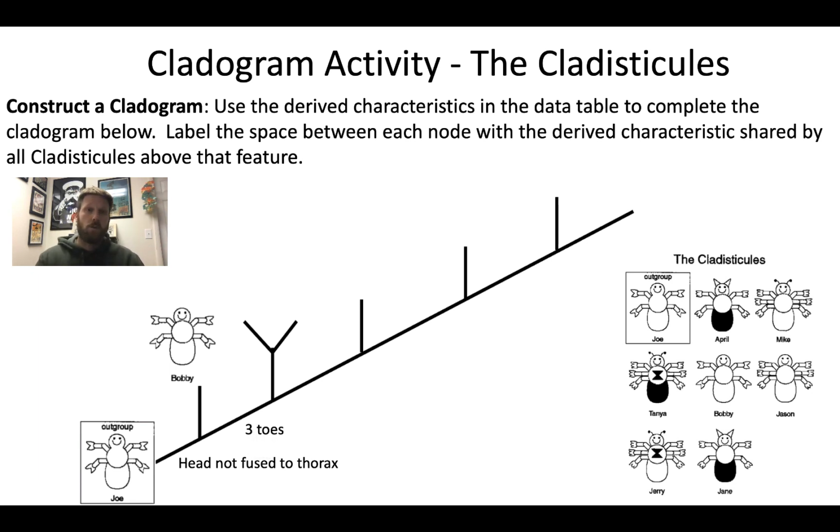All right, this is where I leave you. So you need to finish the cladogram, placing the cladisticules in the right spot, and make sure you label the spot between each node with a derived characteristic. I will say there's one derived characteristic on your data table you're not going to use. Put a little bit of thought into this. I know you can do it. Good luck.